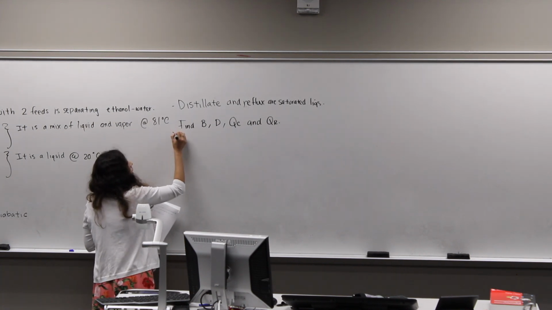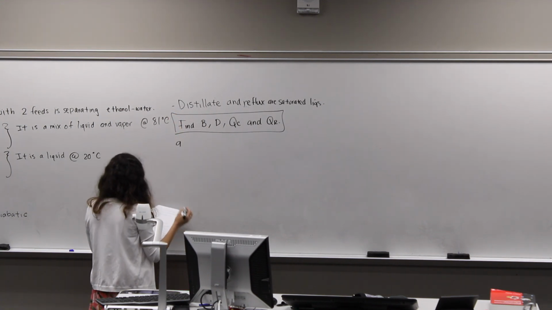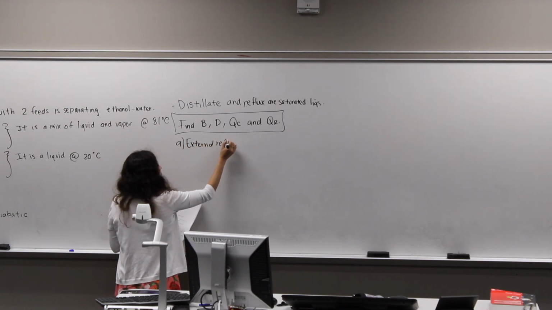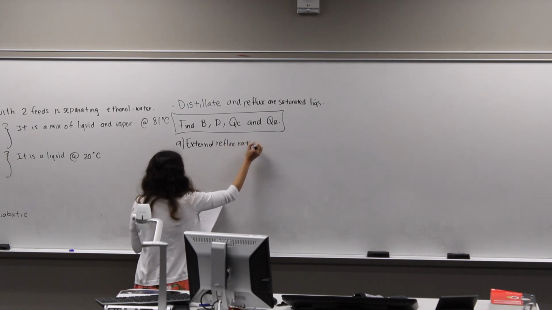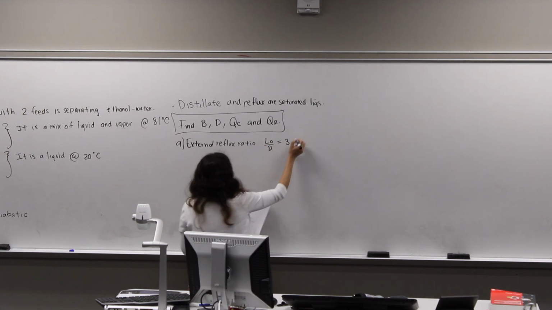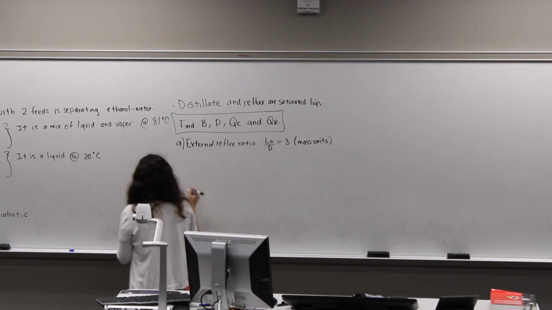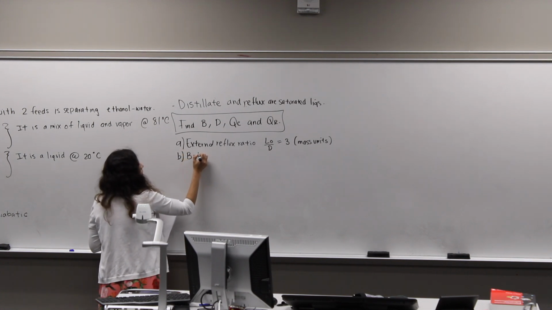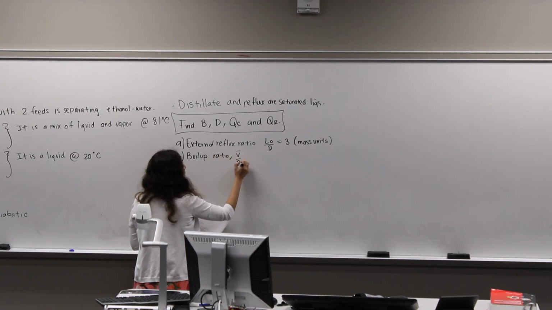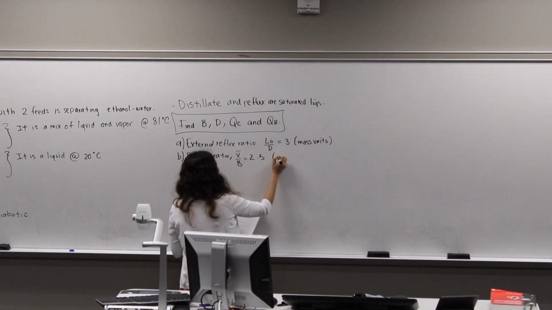I want to find these amounts, these flows of heat and mass, for the case when I have an external reflux ratio of L over D equals 3 in mass units, and if I have a boil-up ratio of 2.5, also in mass units.